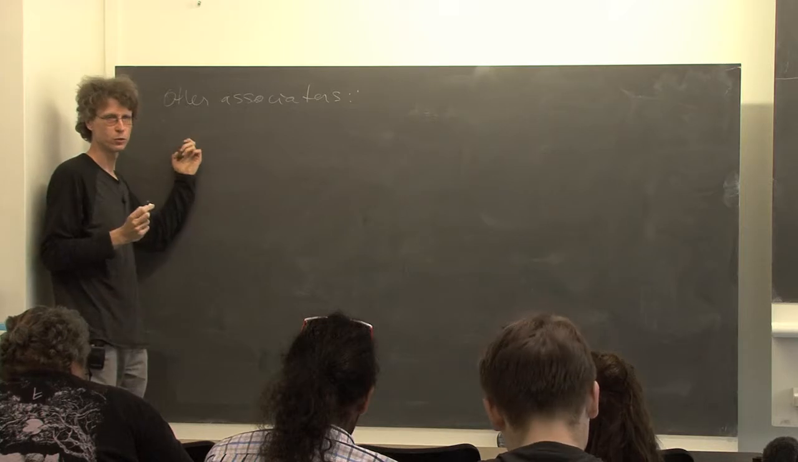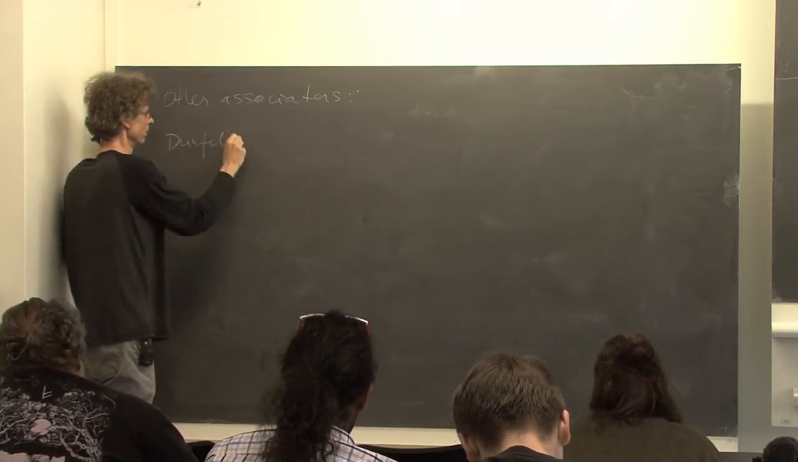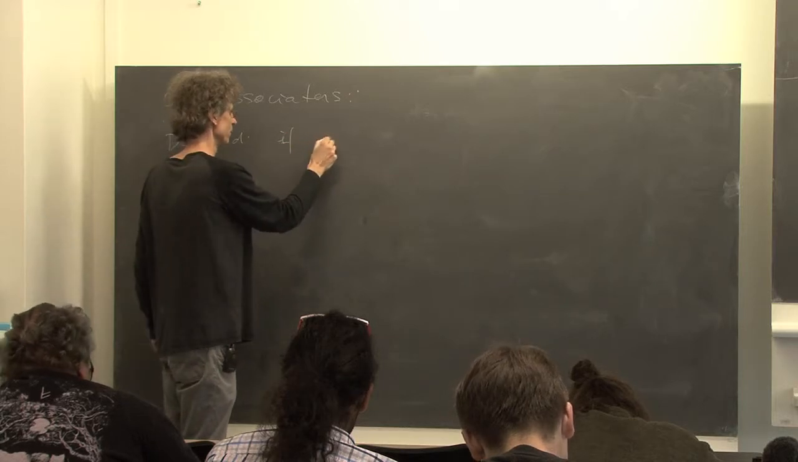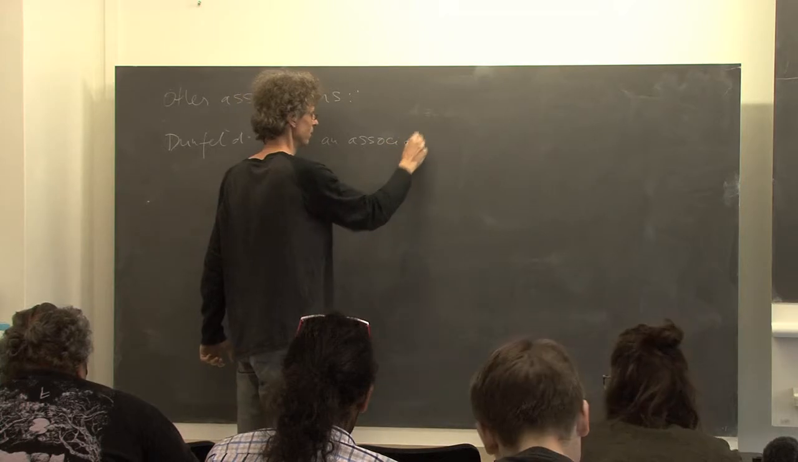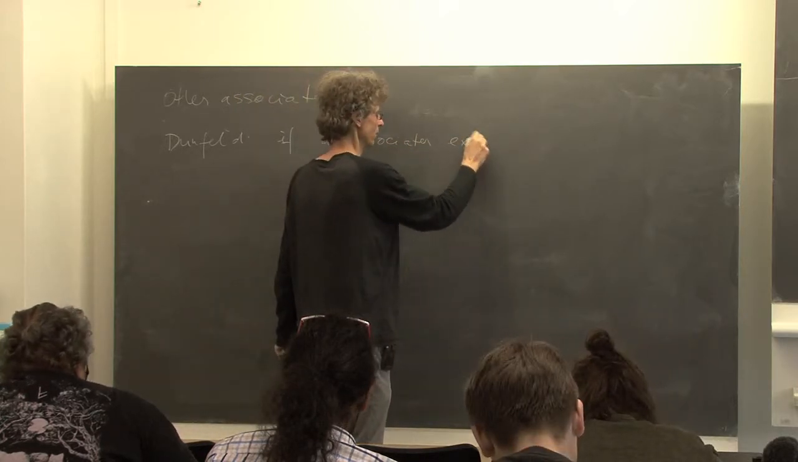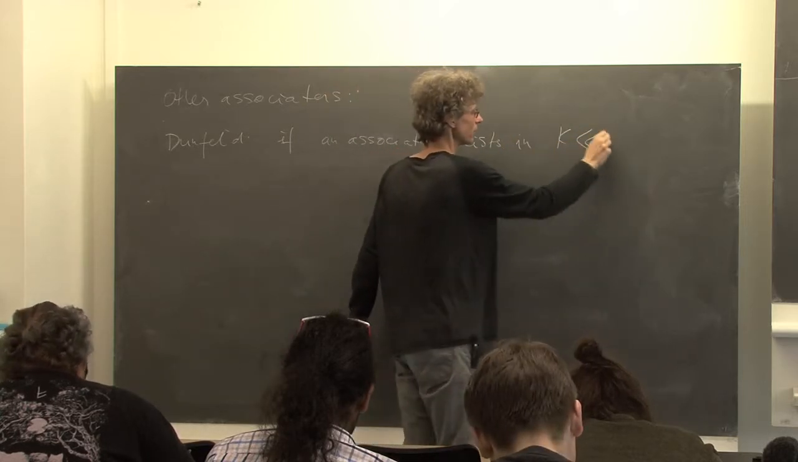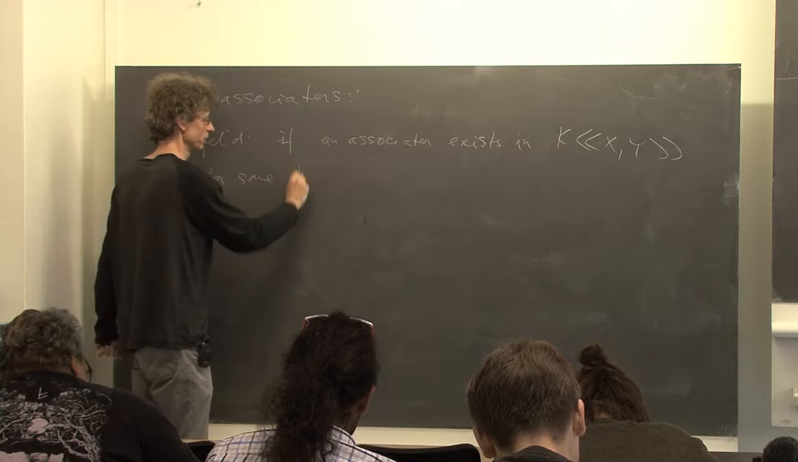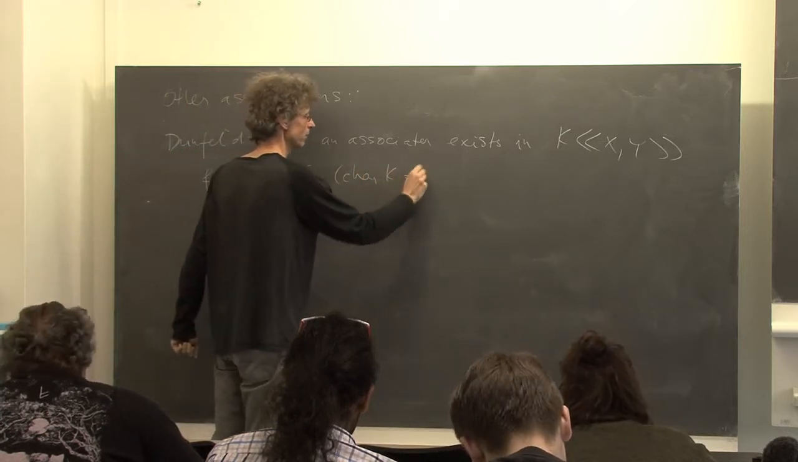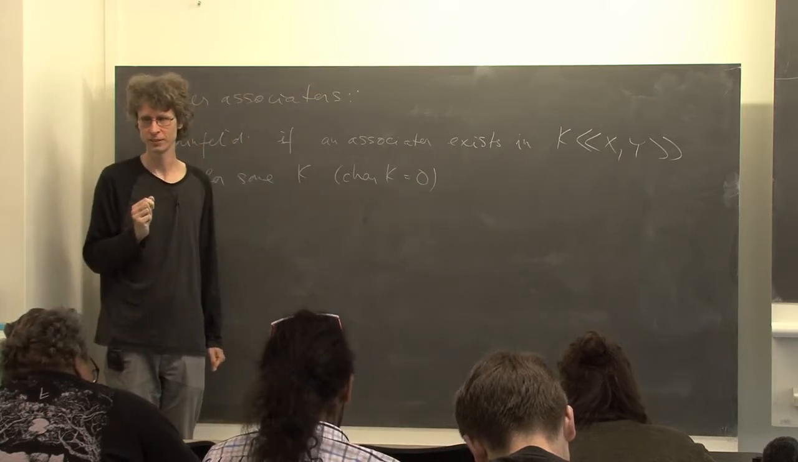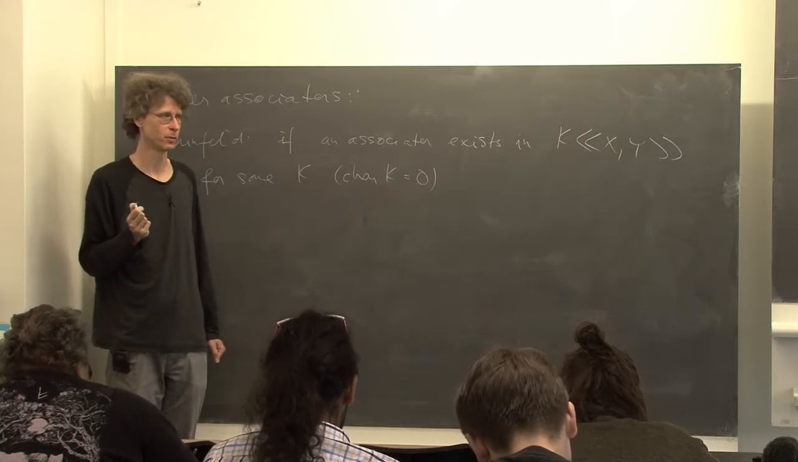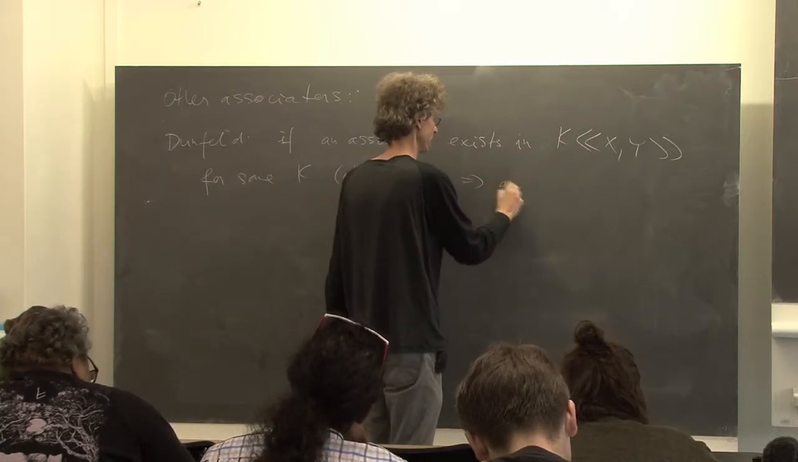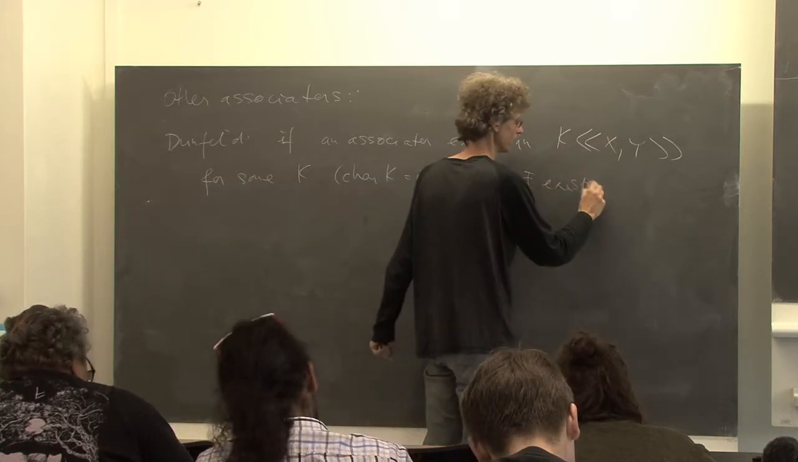So first of all, there's this wonderful result of Drinfeld, who says that if there is any associator, some associator, whatever, that exists in K<X,Y>, for some field K of characteristic zero, we know that it exists for K equal to C. Then Drinfeld says that it implies that it exists even for Q. That implies phi A exists.